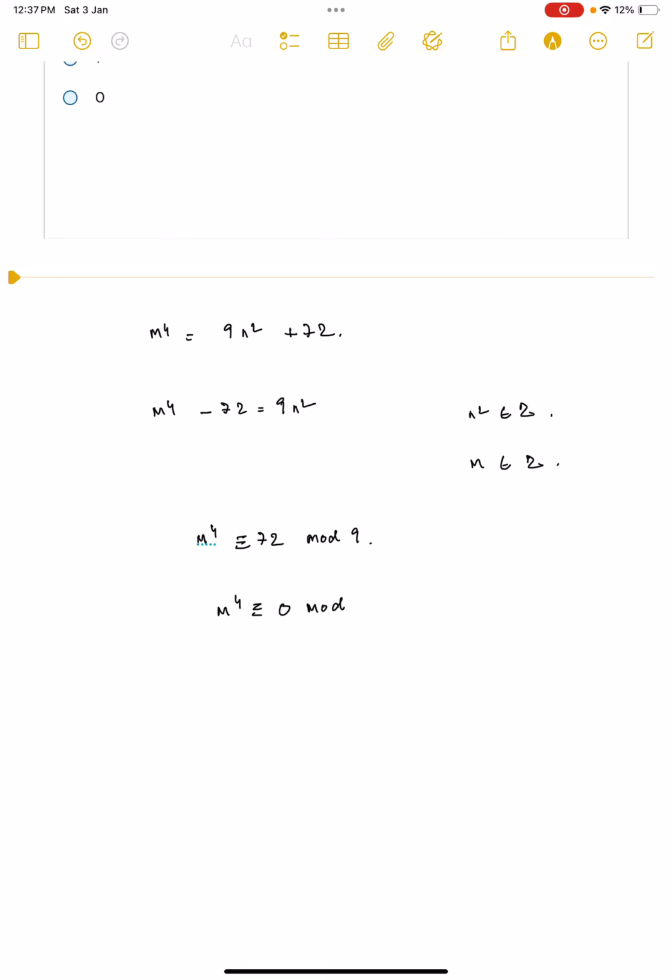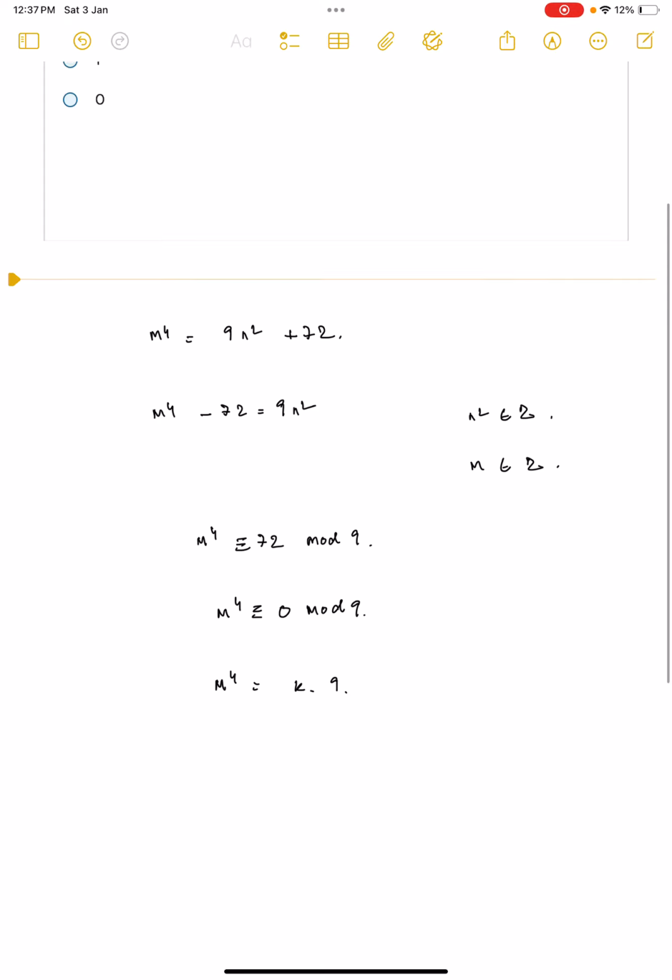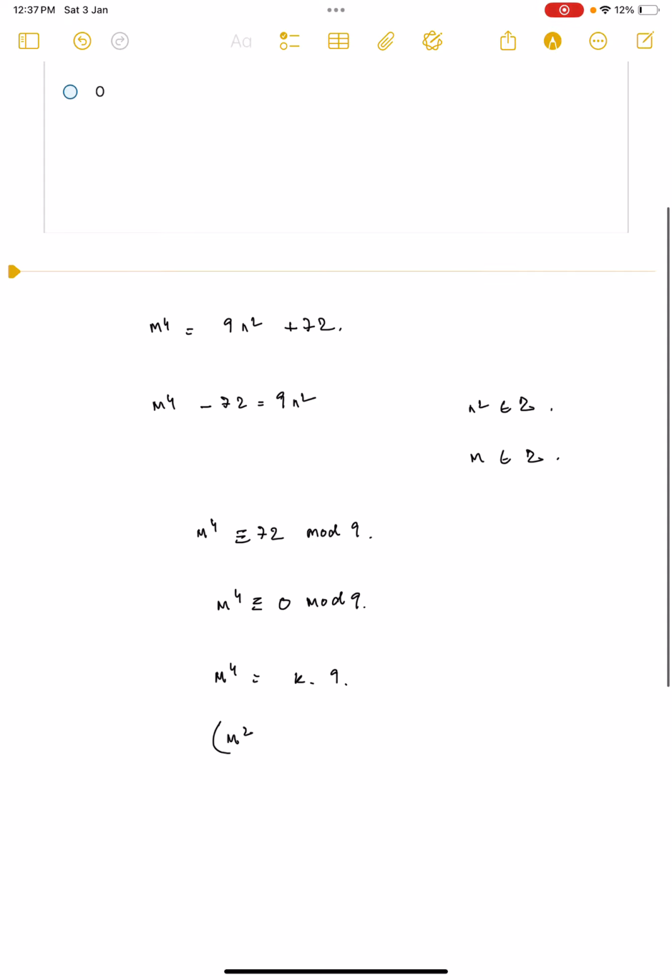Now the reason being that 72 is divisible by 9. So m to the power 4 should be divisible by 9. Right. So m to the power 4 is some k times 9. Now because m to the power 4 is essentially m square squared, k is definitely some square of a number, say alpha square, so it is alpha square into 9, into 3 square.